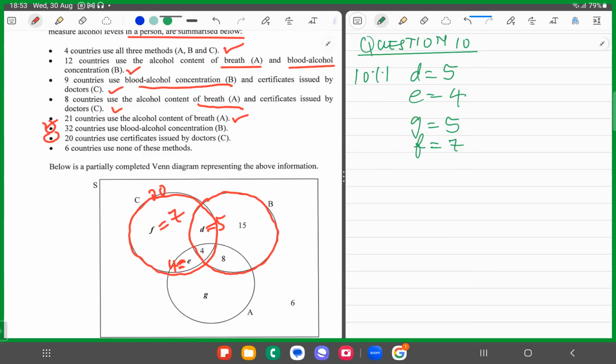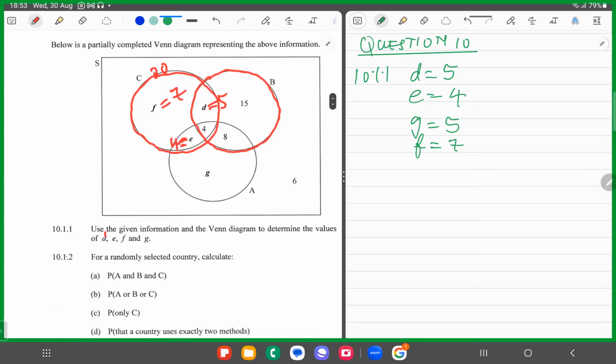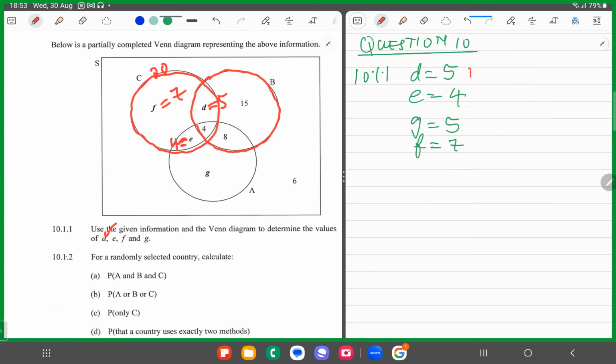Okay, now we continue. How far are we with this question? We're supposed to get D. We've already got. We're supposed to get E. We've already got. We're supposed to get G. We've already got. We're supposed to get F. We've already got. So we've got everything here. We just need to calculate the probabilities.